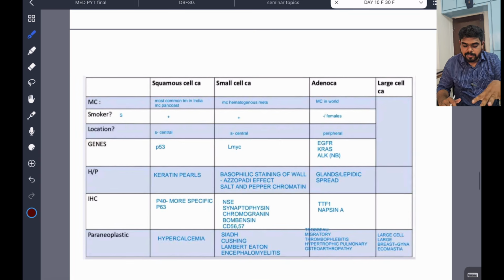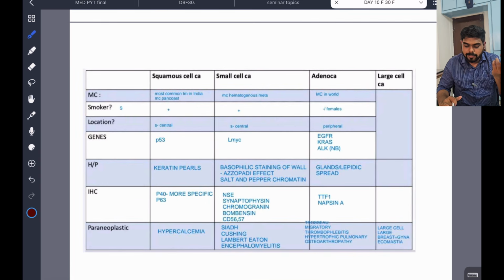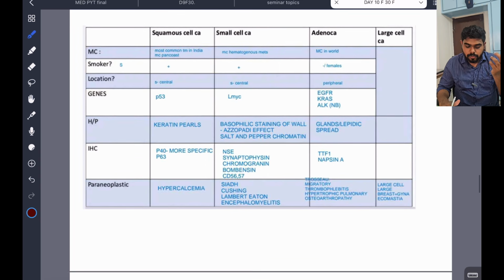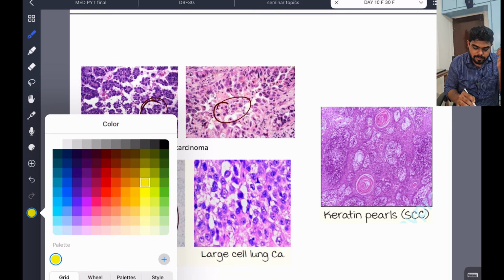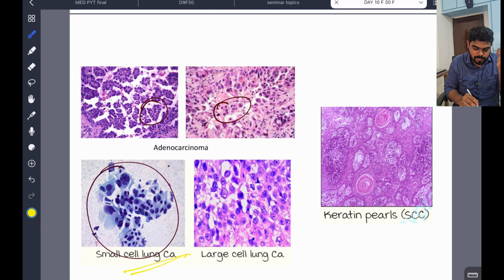This is the summary I have taken from another note; you can refer to this also. You can see the adenocarcinoma: pleomorphic cells and glands. Here you can see small cell lung cancer: small cells with prominent nuclei, salt and pepper chromatin, and the Azzopardi effect. This is very important. Then large cells, large pleomorphic cells.